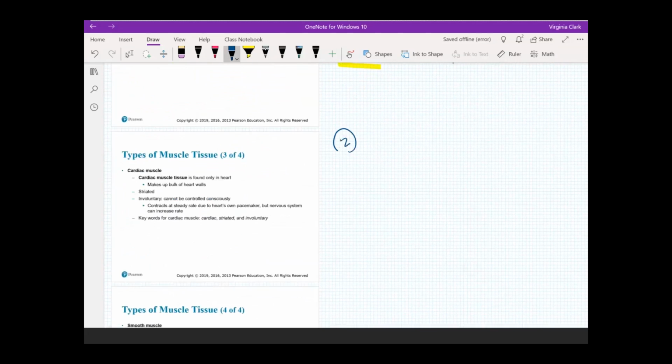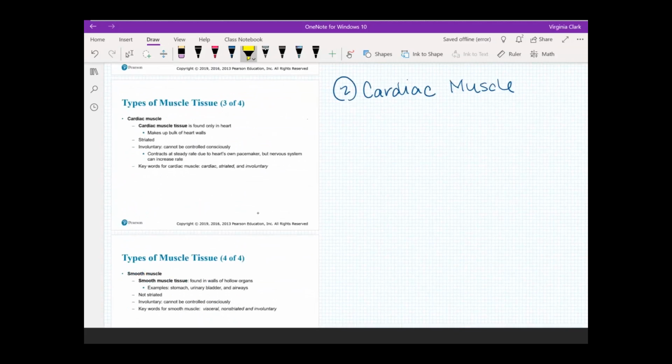The second type is going to be cardiac muscle. And cardiac muscle is specific to our heart muscle. So this is only going to be found in the heart. Makes up the heart walls.